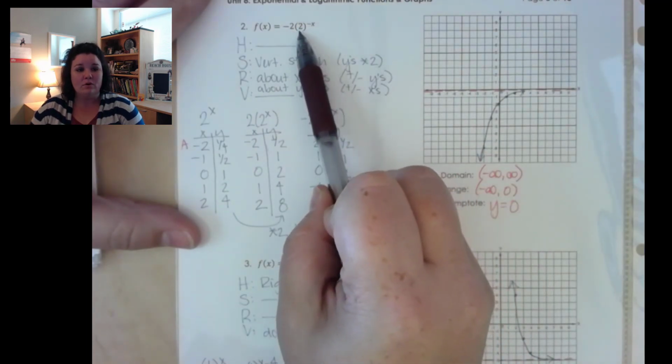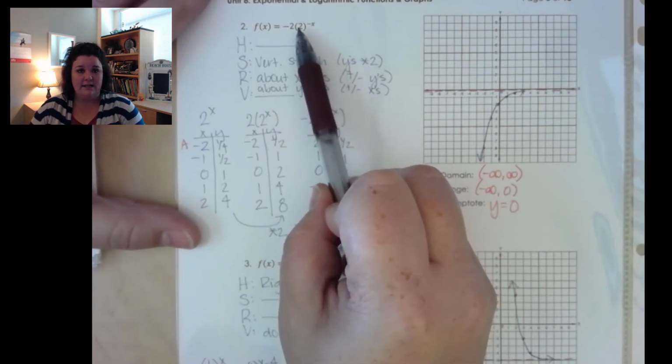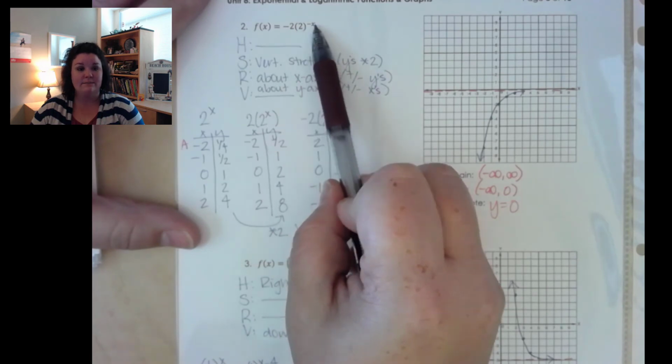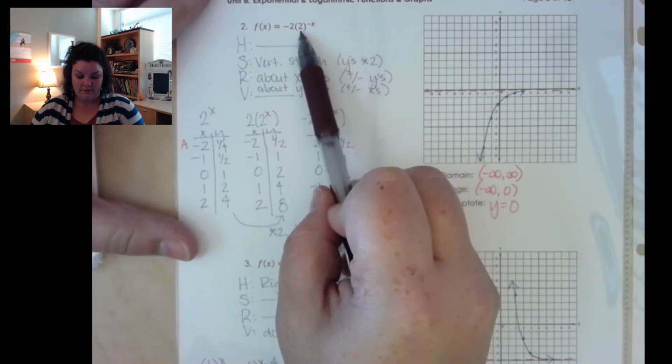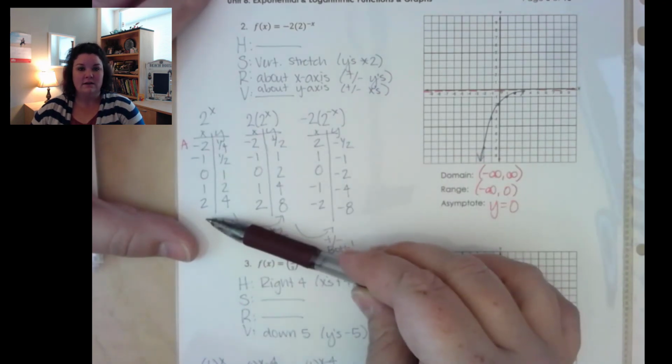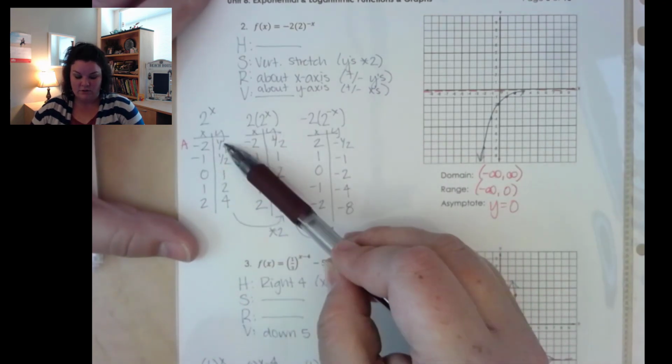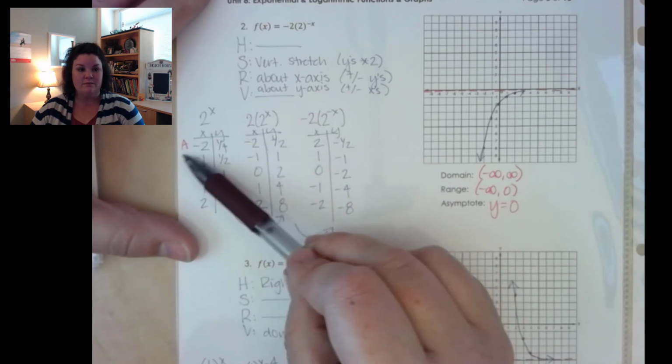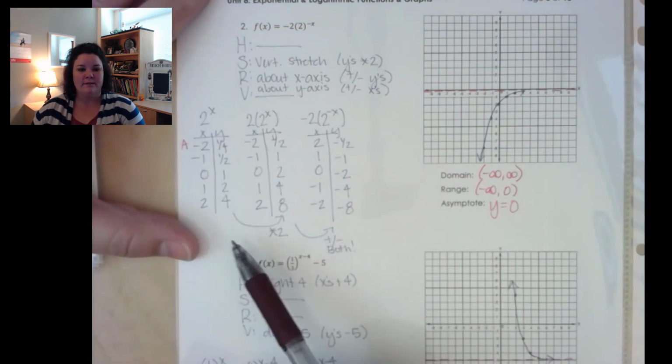Here, the base that is stuck with this exponent is 2, which means my parent function is 2 to the x. So I'm going to make my table based on it. I can see that my small values are over here on the negative side, so that's going to be the point closest to my asymptote. And then I go ahead and modify my tables.